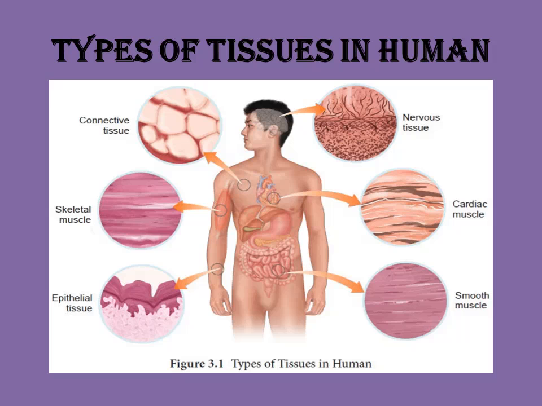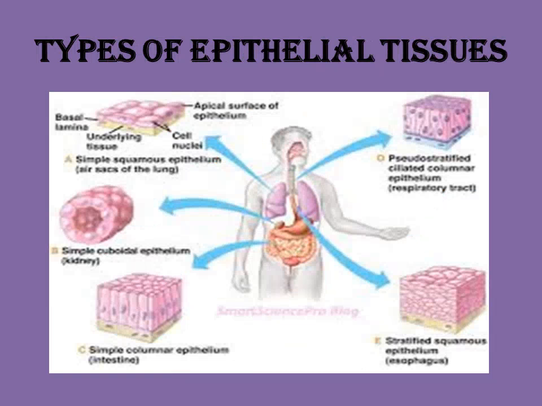The various types of tissue you are seeing in the human picture: connective tissue, skeletal tissue, epithelial tissue, cardiac tissue, smooth muscles, nervous tissue. Types of epithelial tissue: simple squamous epithelium, simple cuboidal epithelium, simple columnar, pseudostratified ciliated columnar epithelium, stratified squamous epithelium. You can see all the pictures, and there are many differences between each kind of epithelium: squamous, flattened; cuboidal, cube-like; columnar, pillar-like. Stratified means thickness.